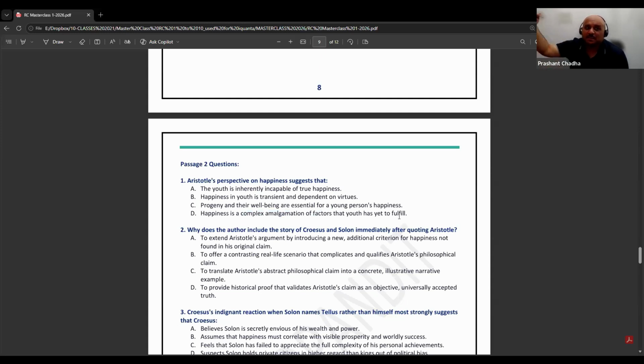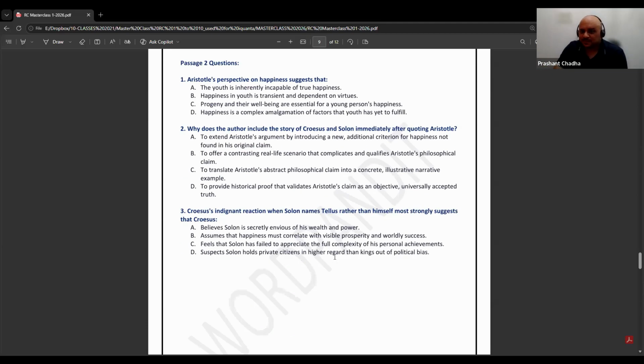It's about having a complete life. So he's saying happiness is when you achieve happiness, when you have a complete life. Problem is youth does not have a complete life. Youth's life is incomplete by definition.